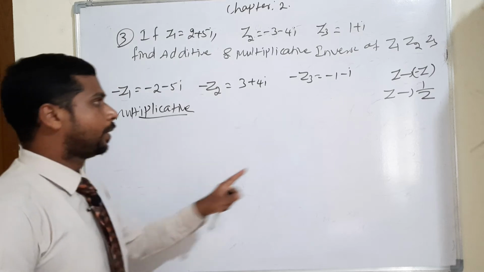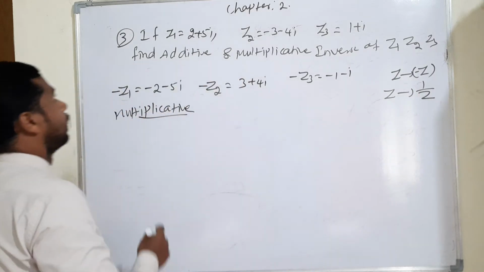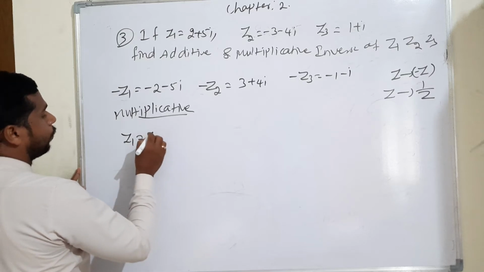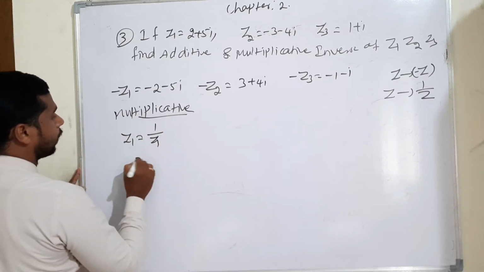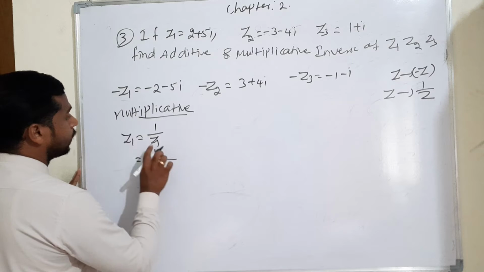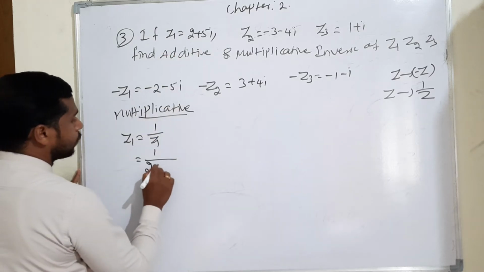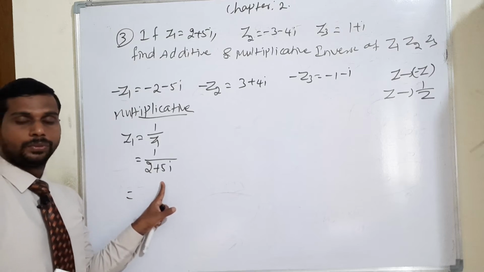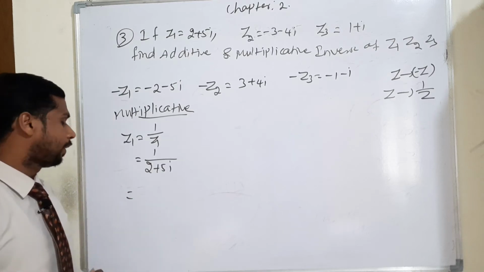Multiplicative inverse, I told you the meaning: 1 by Z1. Z1 is equal to, first, what is the value? If you take the reciprocal, it means 1 by Z1. In multiplicative inverse, 1 by Z1. Z1 is equal to 2 plus 5i, so this is not a standard form. You have to write it with the real and imaginary parts properly.